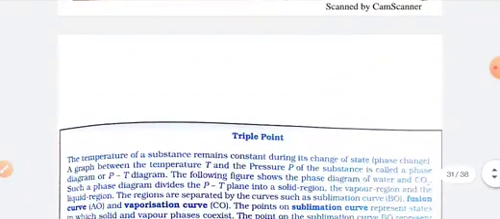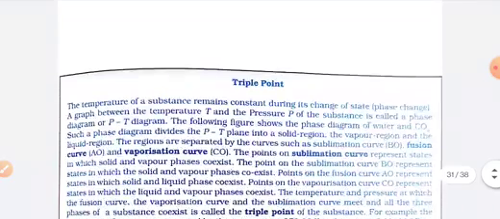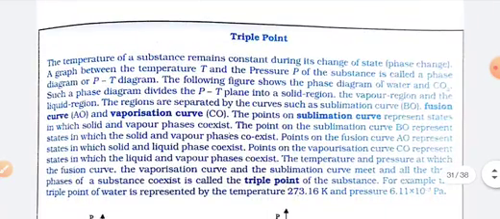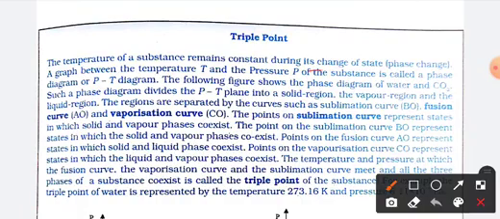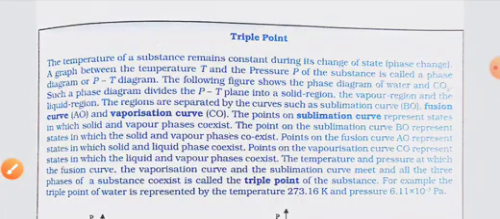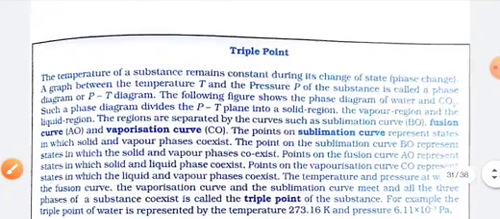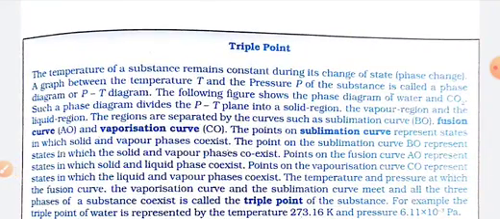Now the next topic is the triple point. What is the triple point? The temperature of a substance remains constant during its change of state. We know that the temperature remains constant whenever the state or phase is changing.